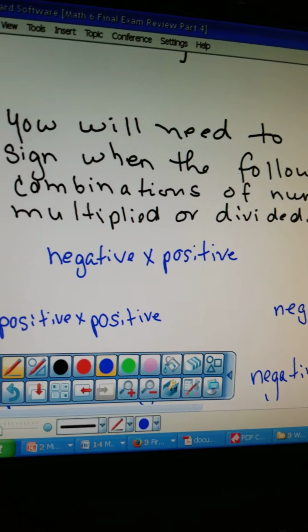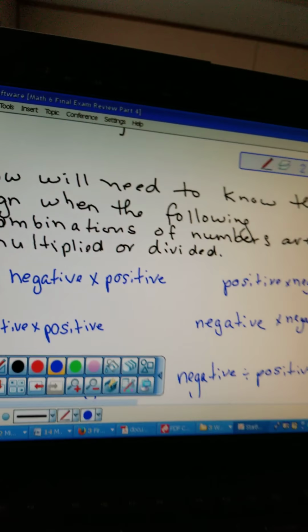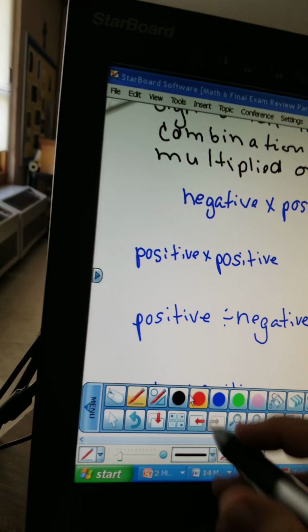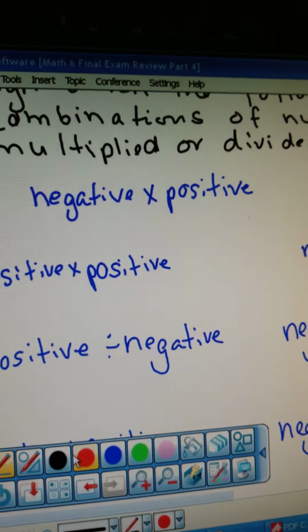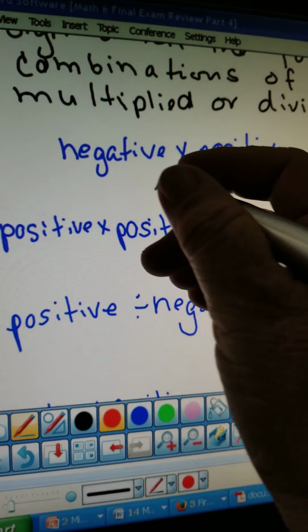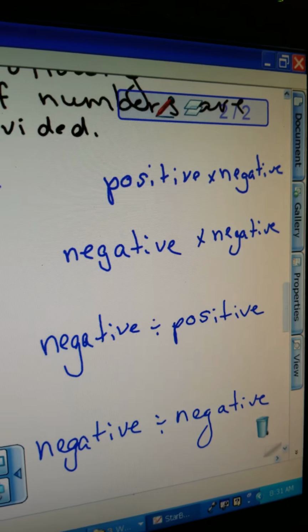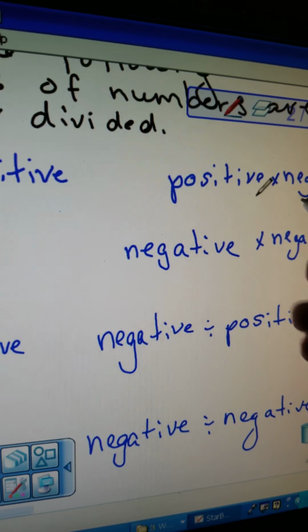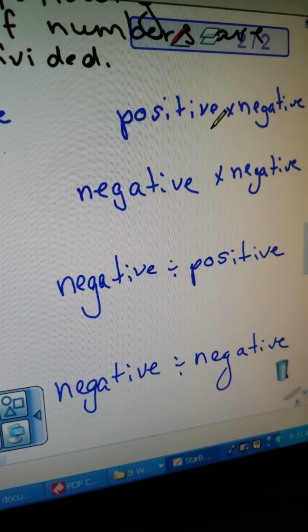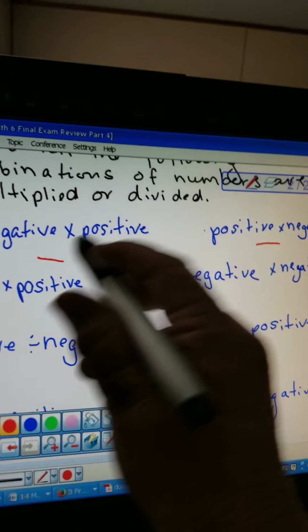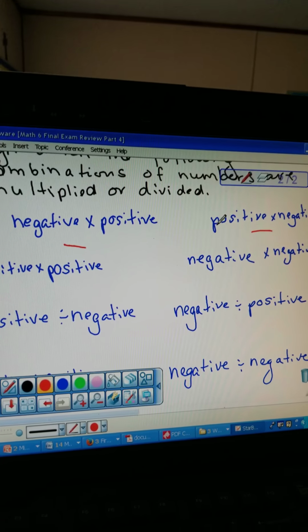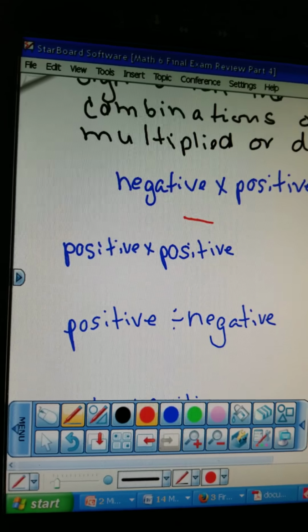All right, now here's another one. You're going to need to know the sign of the answer. And it's just reviewing your multiplication and division rules. So a negative times a positive will always give you a negative. A positive times a negative will always give you a negative. It's the same as this. All this is your commutative property. You've changed places.